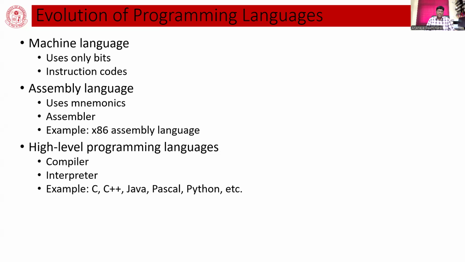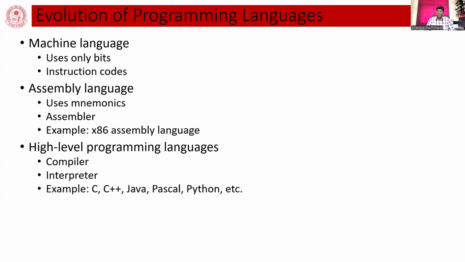Then the third level of programming languages is high level programming languages like C, C++, Java, Pascal, Python. The programming language we are going to learn in this course is C, which comes under high level programming languages. As I told you, computers understand only machine language. Even though you are writing a program in a high level programming language like C or C++, there should be someone to convert it to machine language. That is the duty of the compiler and interpreter.